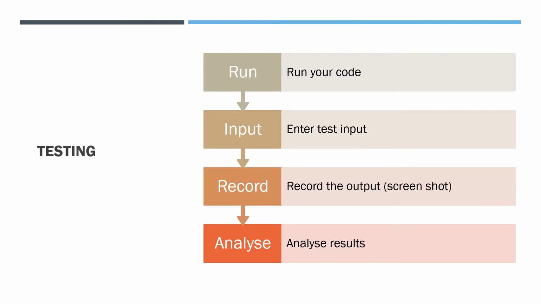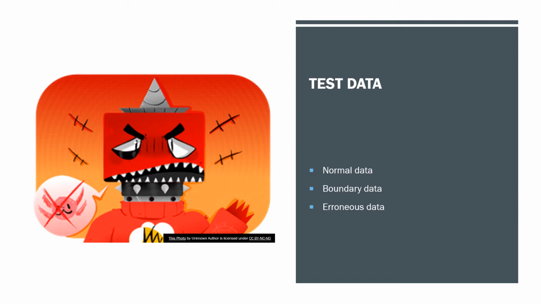The testing process consists of 4 stages. We run the code, we enter some test input, we record the results using screenshots, and we analyze the results. So there are 3 types of test data, and you should make sure that your testing includes examples of all 3 types. Normal data replicates the sort of input that an ordinary user would provide in day-to-day use of the code.